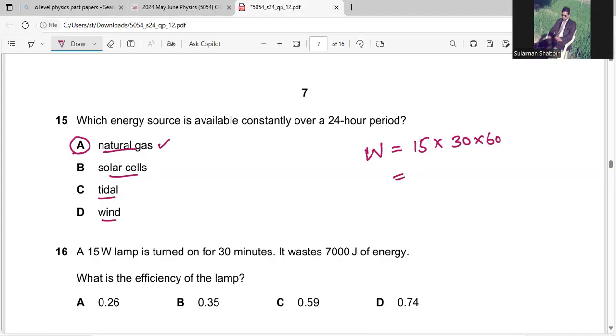How did I calculate this? 15 multiplied by 3 is 45, 45 multiplied by 6 is 1080. Sorry, I am wrong in doing this calculation. Okay, 6 times 3 is 18, 18 and 15. Wait a second, I want to check my calculator. 15 multiplied by 18 is 270.